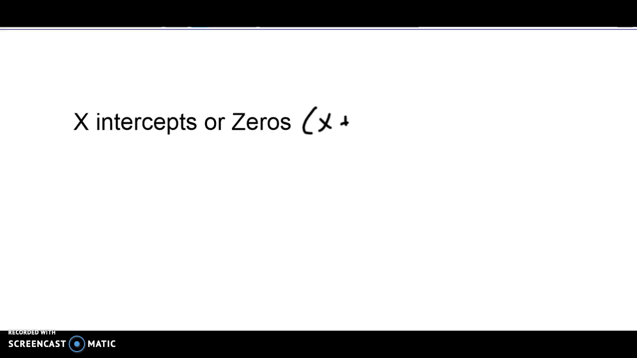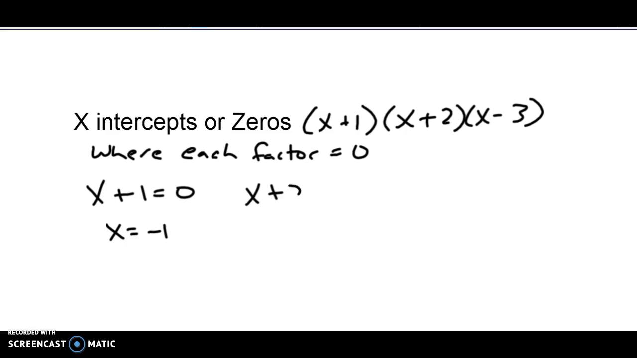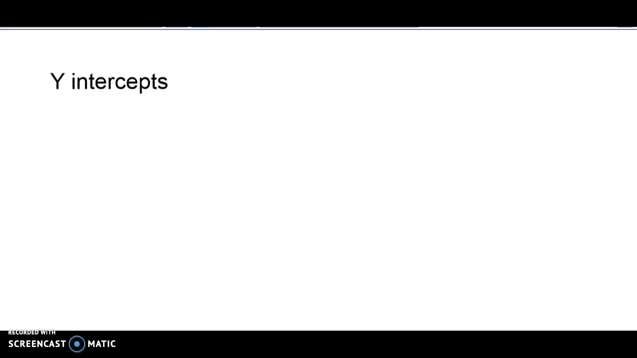So back to our original example, x plus 1, x plus 2, x minus 3. We're saying it's where each factor equals 0. So you can think of it as x plus 1 equals 0. If I solve for x, x equals negative 1. So negative 1 goes in there, that makes that true. So at those points, that's where it's going to touch the x-axis, or you're going to intercept the x-axis, because that's where the 0 is, and so our function touches there. We need to know that for our sketch as well.